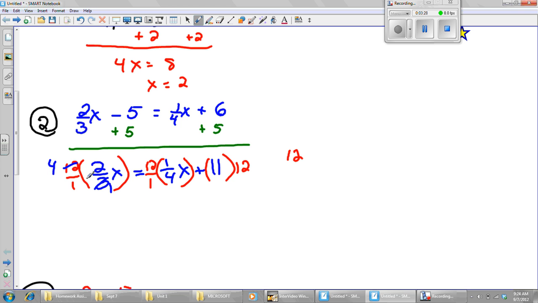I'm going to simplify the 12/3 and get 8x. Over here, the 4 will turn into a 1. The 12 will turn into a 3. I'll get 3x. Now, 12 times 11.